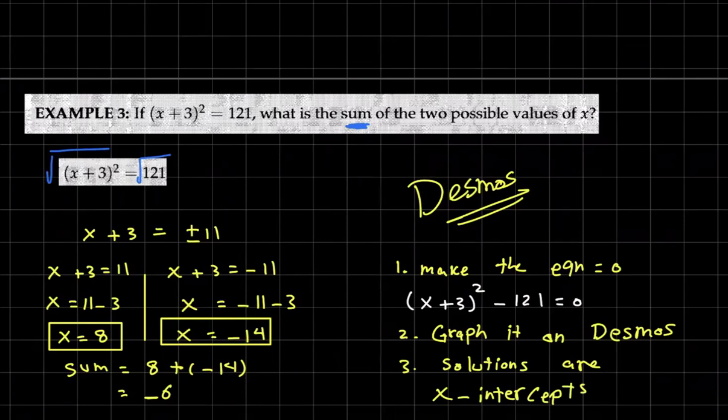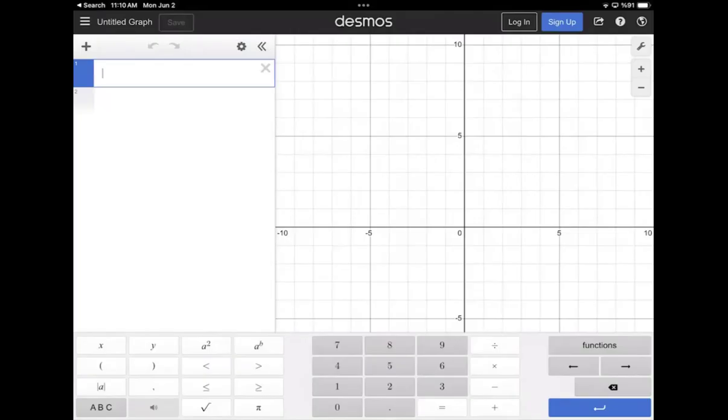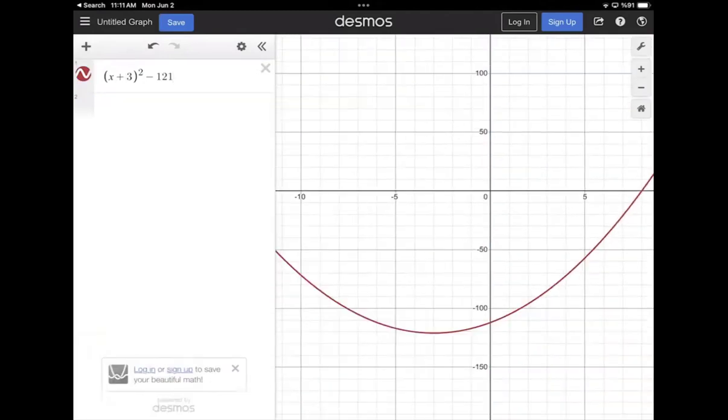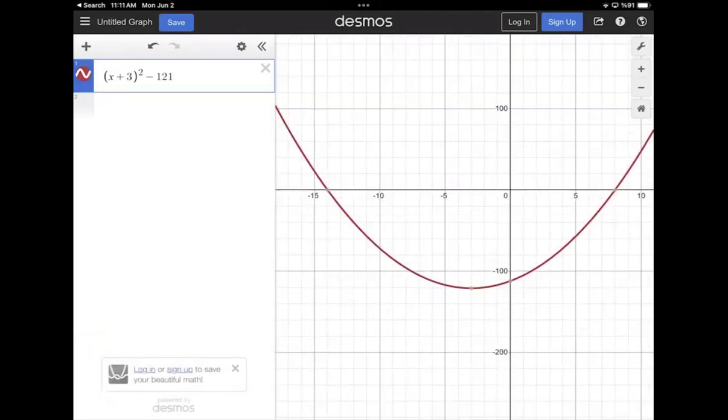Let's try to graph this on Desmos and see what we will get. So guys, this is the Desmos application. Here we will write the equation, which is x plus 3 all squared minus 121. If you zoom out, you will get two x-intercepts. The first one is 8 and the second one is negative 14. So guys, the equation can be done manually or you can get it way faster using Desmos.